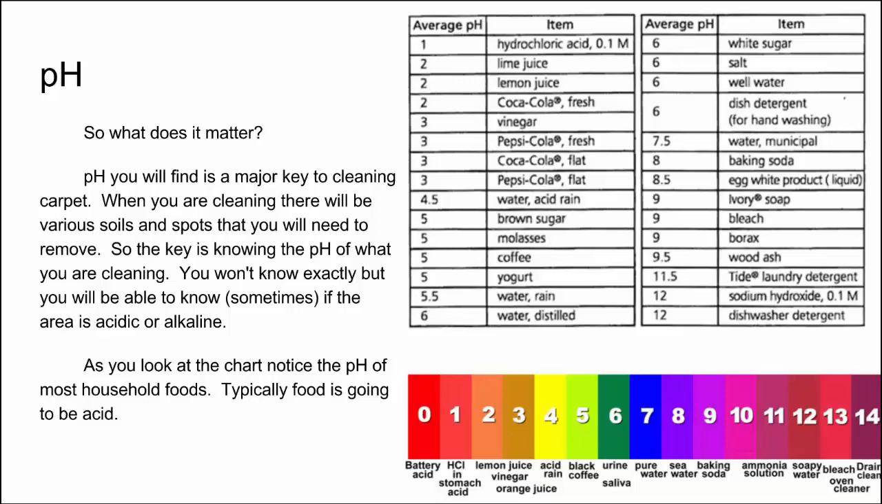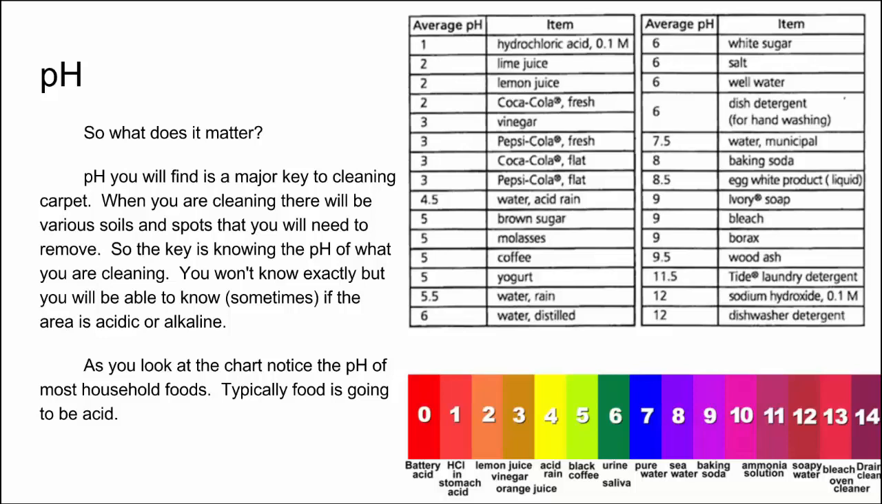So we know that that Pepsi spill is a 3. We know that the coffee is a 5. We know that the yogurt is a 5. Are we seeing a pattern here? Almost all these food bases are going to be on the acid side. There are some exceptions. If you look on the right-hand side there, we have the egg whites and things like that. But most of what's on the right-hand side are soaps and different types of cleaning products.